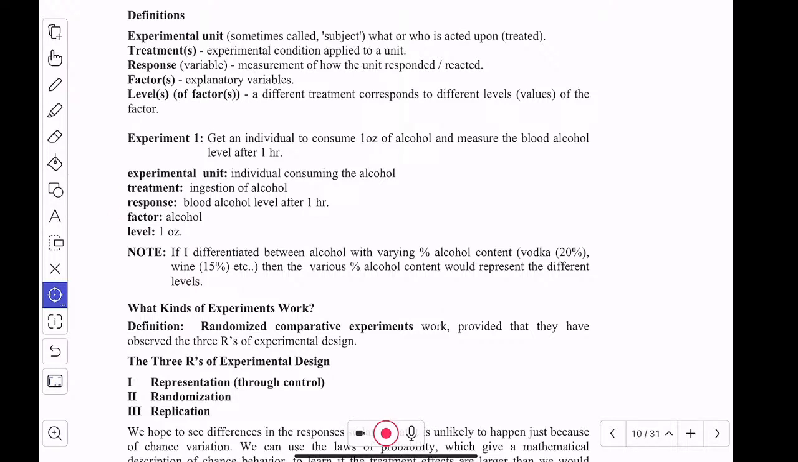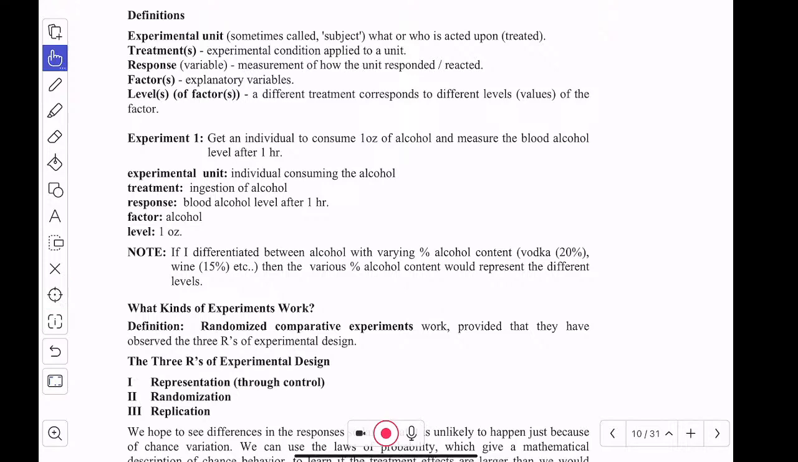So this sounds repetitive, but it's important to know both terms. Okay, so factor refers to explanatory variable. Treatment is what it looks like in the experiment. And the level, we're just going to use 1 ounce of alcohol, but if we wanted to have more levels of the factor, we could consider using different percentage alcohol content and introducing classes of alcohol or groups of alcohol. So vodka having 20%, wine having 15%, etc. Those would be different levels of the factor alcohol.